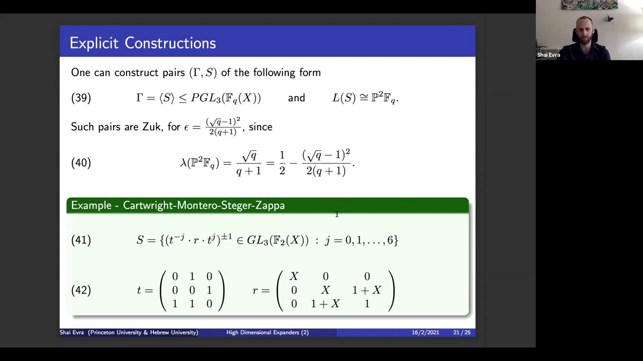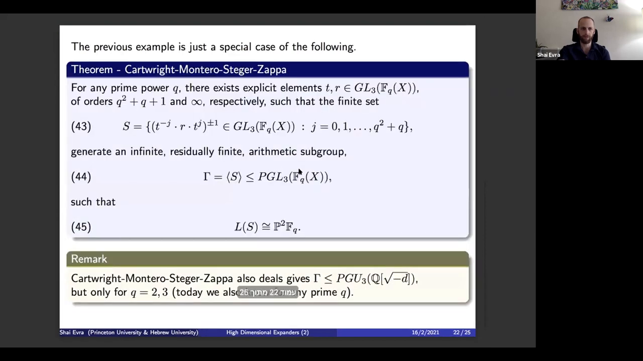And if you want an explicit example, here's an explicit example. You take S to be the following set of 14 matrices, defined by this condition with respect to these two matrices, T and R. Again, this is one specific example. It's part of a much more general family of examples coming from the work of Cartwright, Mantero, Steger, and Zappa.